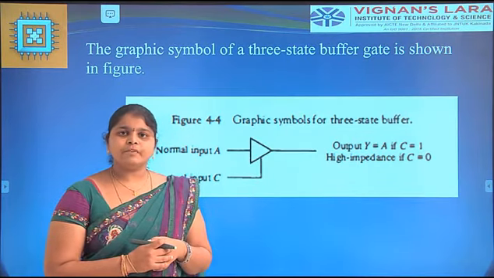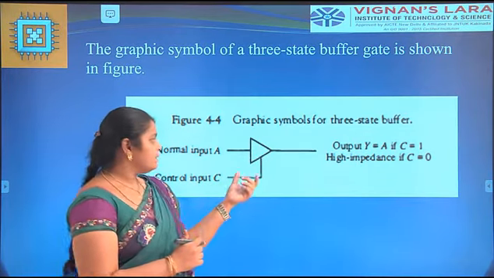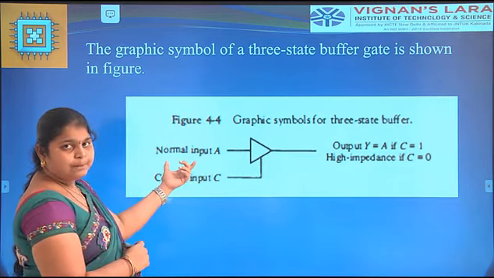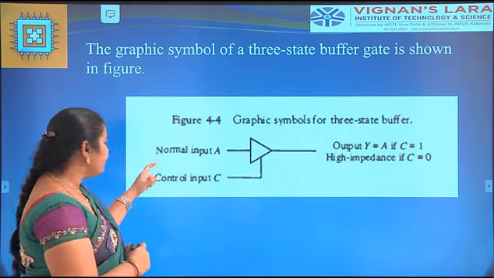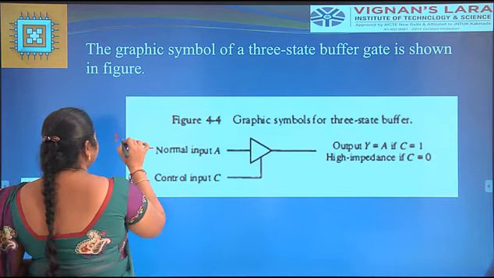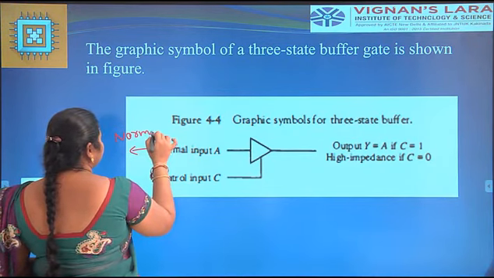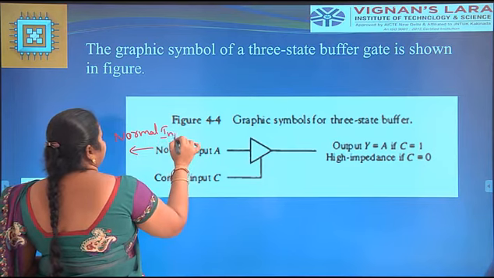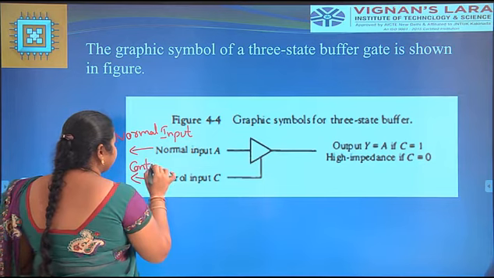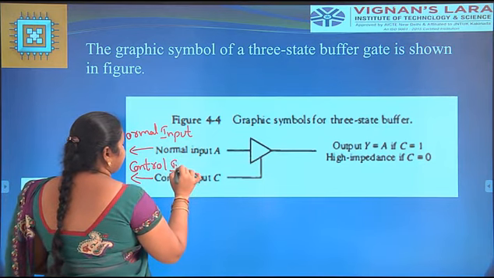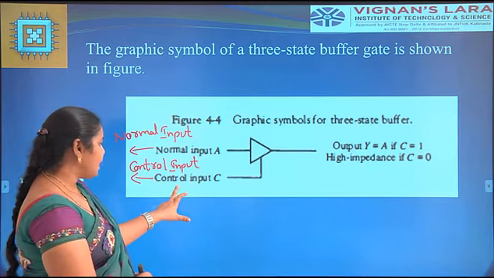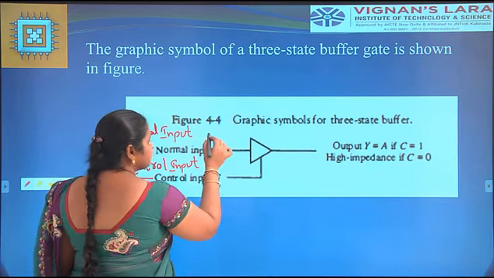Okay, now we see the graphical representation of the three-state buffer. This is the symbol that is used for the three-state buffer. Here we have to take two types of input: one is a normal input and another one is a control input. The normal input is represented as A and the control input is represented as C.